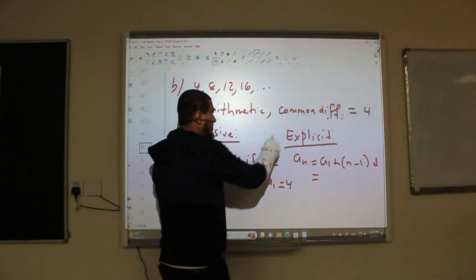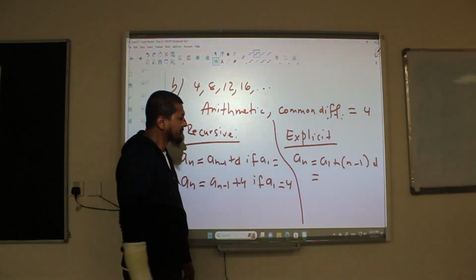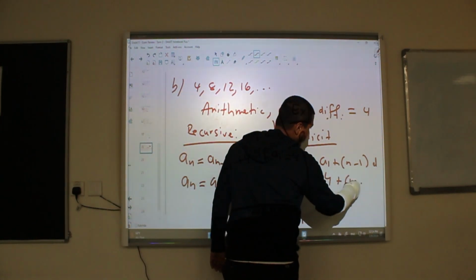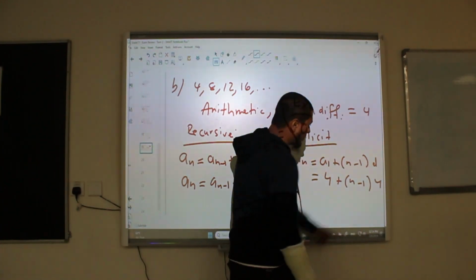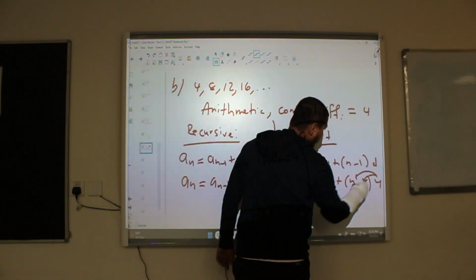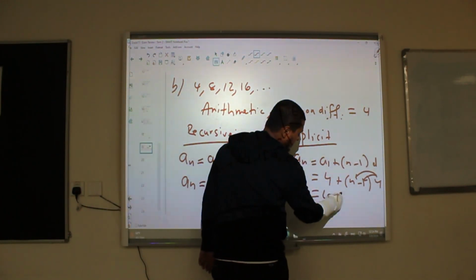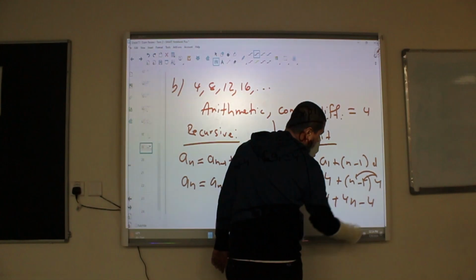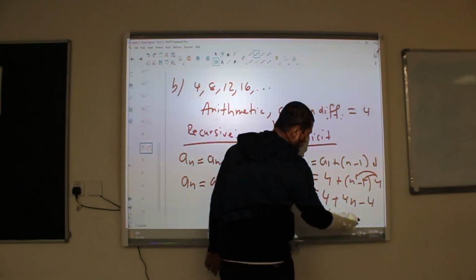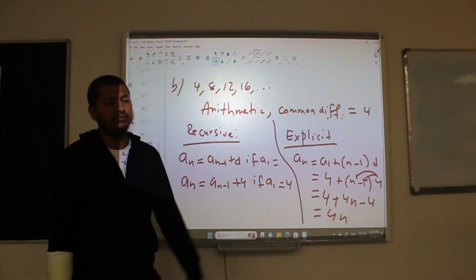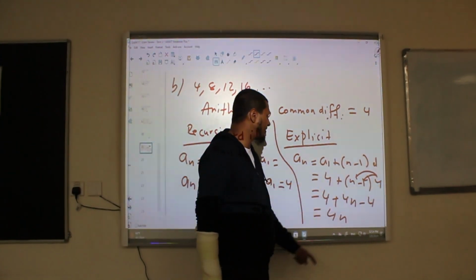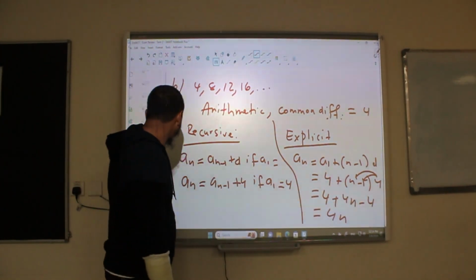And what's a_1? a_1 is 4, plus (n minus 1) times 4. Now you take the 4 and distribute into these two terms. So you get 4 plus 4n minus 4, right? And then plus 4 minus 4 cancel out, so you just get 4 times n. So you're basically counting in 4s. 4, 8, 12, 16. If I substitute 5, we are getting 20, which is the next term. So the answer is correct.